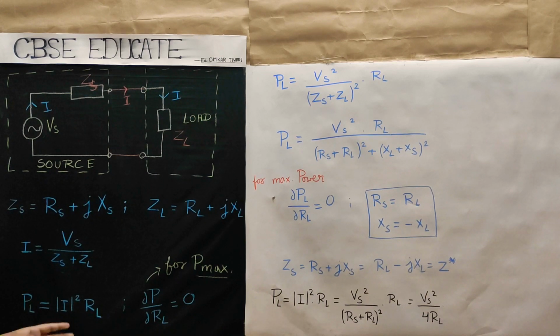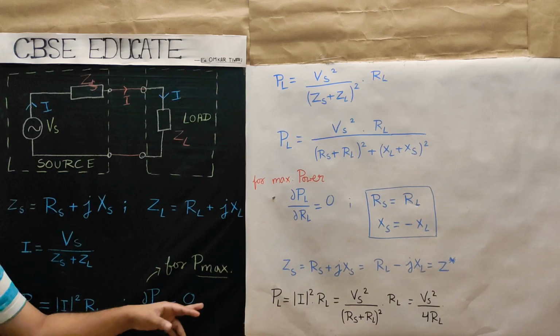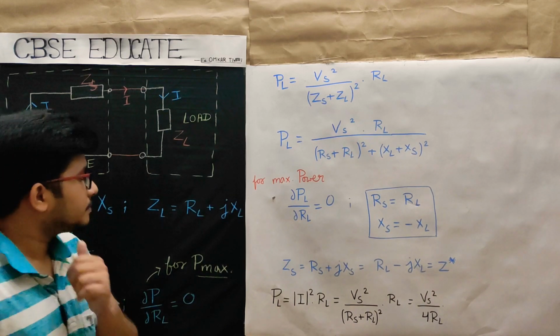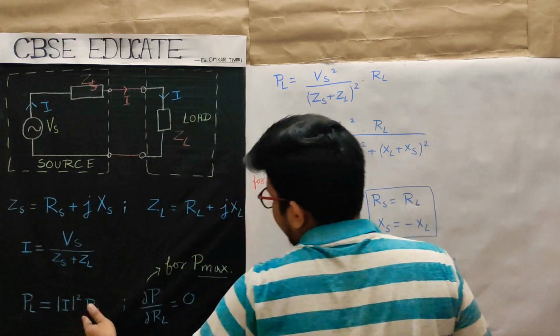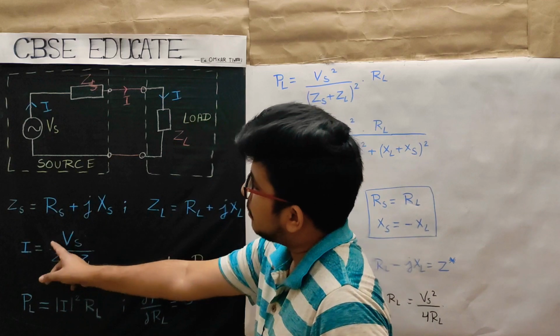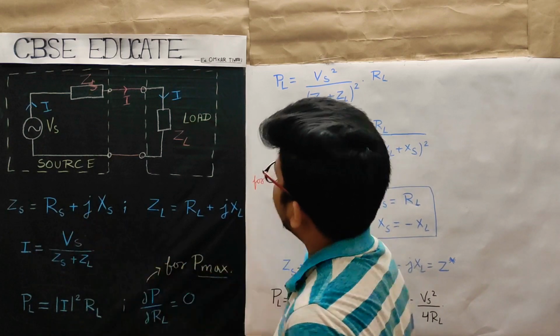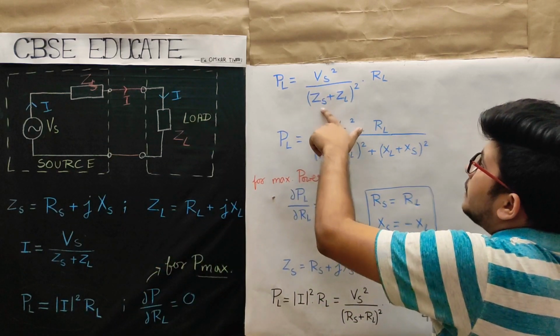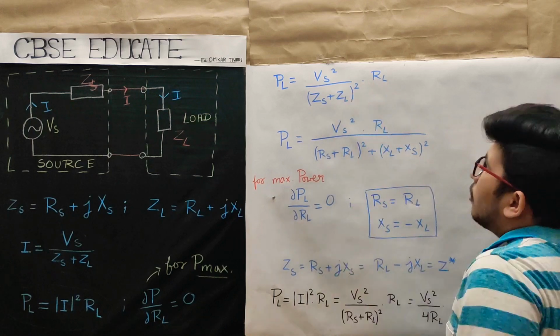For maximum power, differentiate this equation with respect to RL, then you will get the condition for maximum power. Now you know PL is equal to I square RL, so in place of I you can write this equation. I have written this as Vs square by ZS plus ZL whole square, times RL.